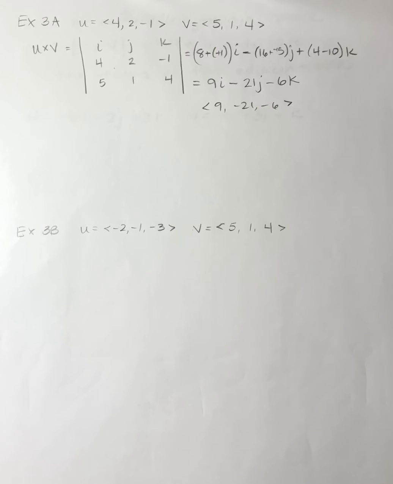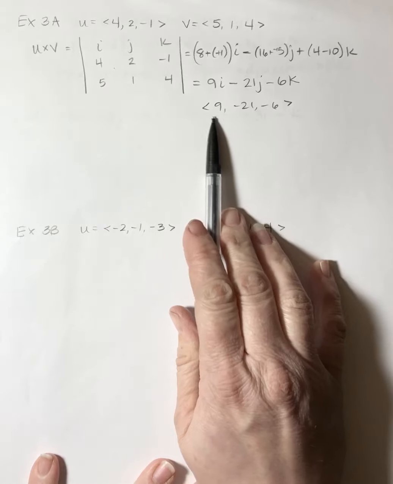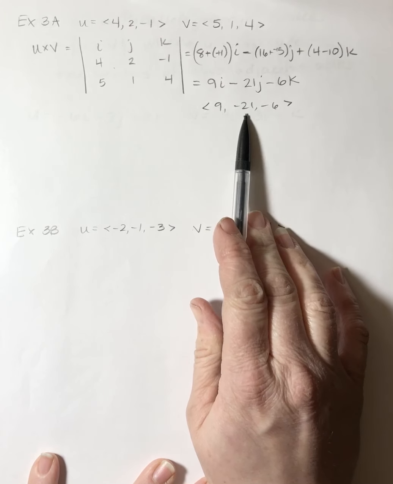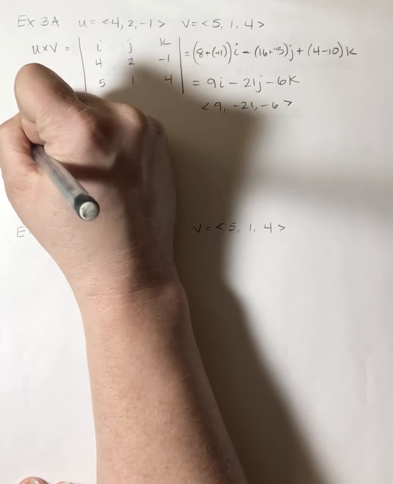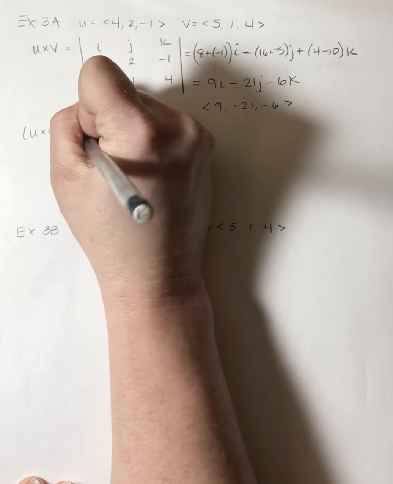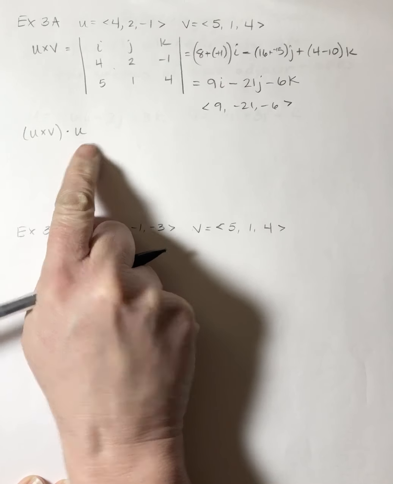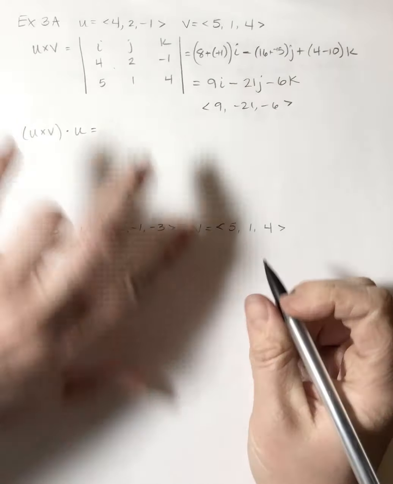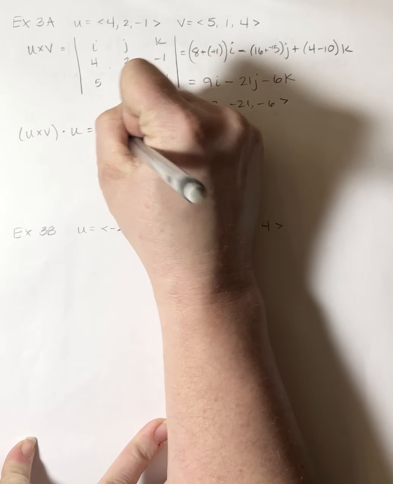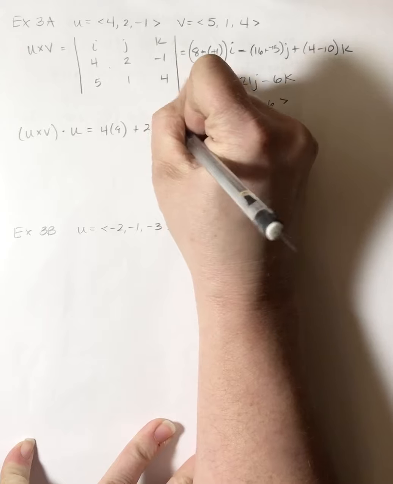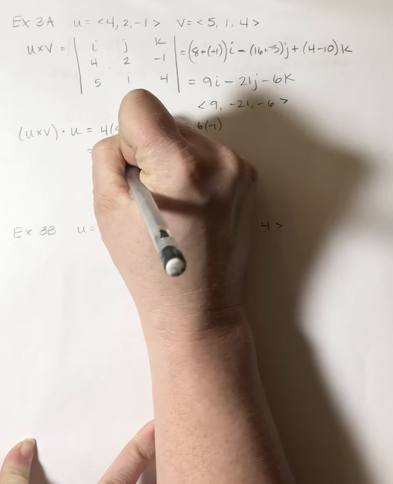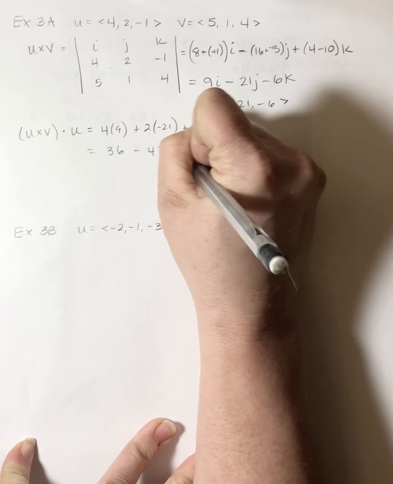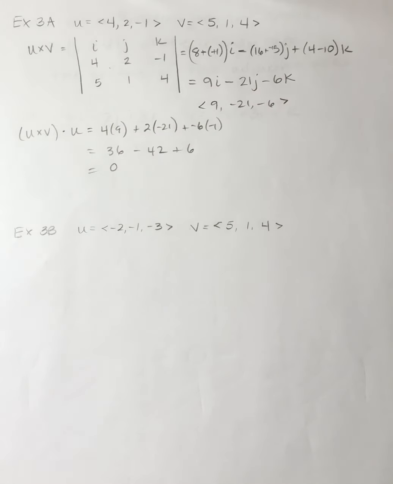Now, it says, find the cross product. There's your cross product. This vector should be orthogonal to both of those vectors. That's what they then want you to show, okay? So I'm going to do the dot product of my cross product and u, and I should get 0. So I would have 4 times 9 plus 2 times negative 21 plus negative 6 times negative 1. So 36 minus 42 plus 6 equals 0. There's my first one.